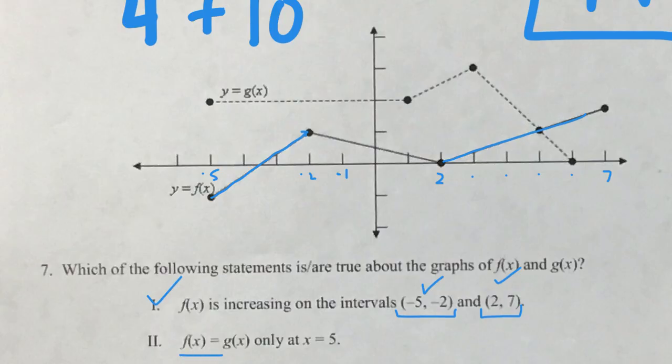Okay, f of x equals g of x. That means that our graphs are crossing or intersecting only at x equals 5. So let's see, nothing, nothing, nothing. Boom, right here's where they cross. Sure enough, x equals 5.